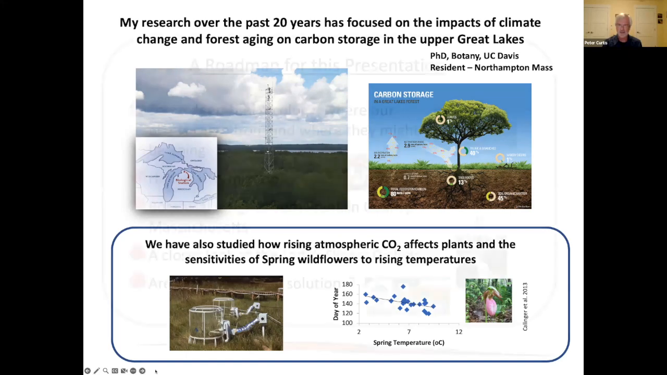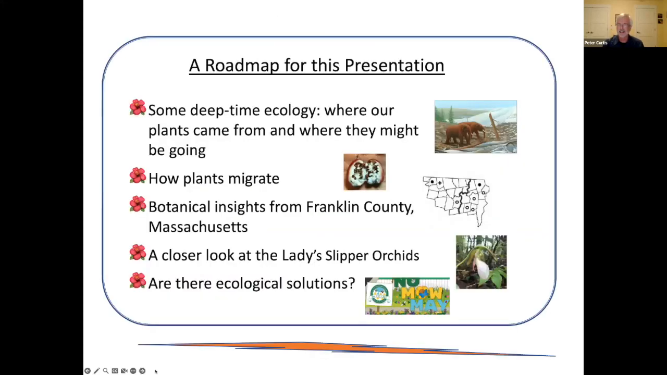But today I'm going to focus on climate and resilience and thinking about the flora that we see, particularly in Massachusetts, and the risks that some of these plants might face. And this is a bit of a roadmap for the presentation that I'm going to step through, and then we can get started.